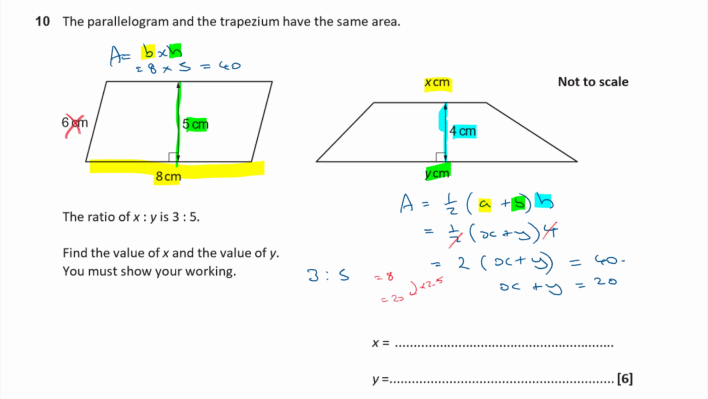So if I take this ratio of 3 to 5 and I times it by 2.5, then 3 lots of 2.5 is going to be, what's that, 7.5? 7.5, and 5 lots of 2.5, that's going to be 12.5. So that means I can say that x must be 7.5 centimeters and y must be 12.5 centimeters.